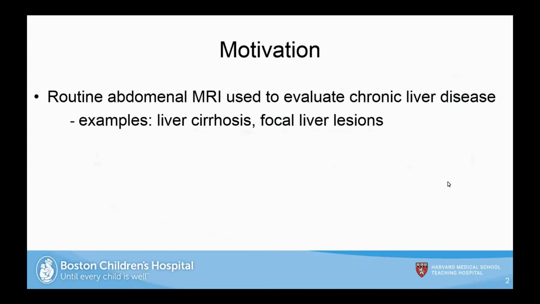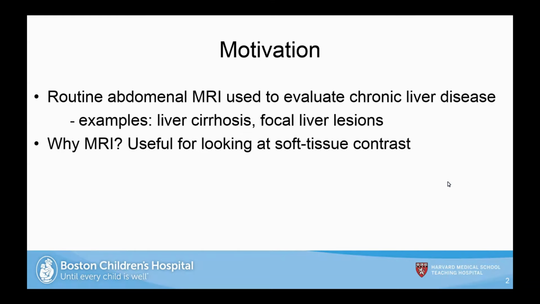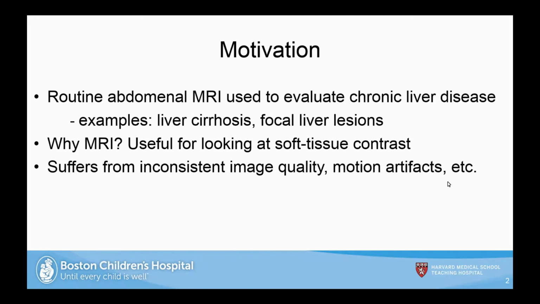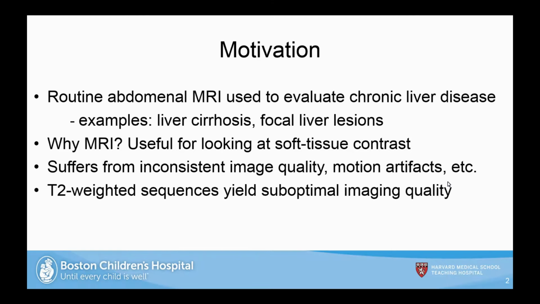So just to give you some motivation, typically routine abdominal MRI is used to evaluate chronic liver diseases, for example, liver cirrhosis or focal liver lesions. MRI is used because of the soft tissue contrast properties, so it's very useful for looking at liver cirrhosis in this case in particular. Although the problem with MRI is that it suffers from inconsistent image quality and motion artifacts due to long scan times, and the T2-weighted sequences can yield suboptimal image quality, especially when you want to look at a certain tissue that has a similar property to a normal tissue.